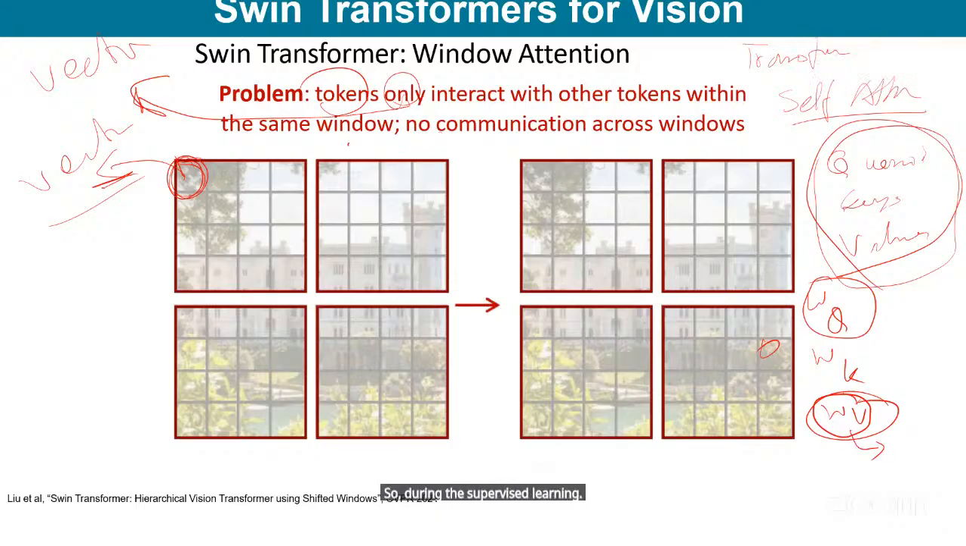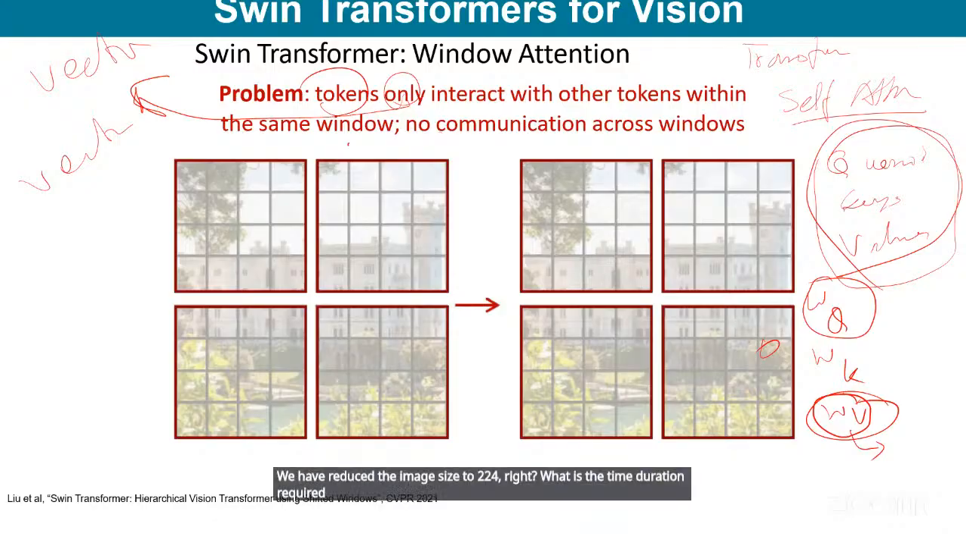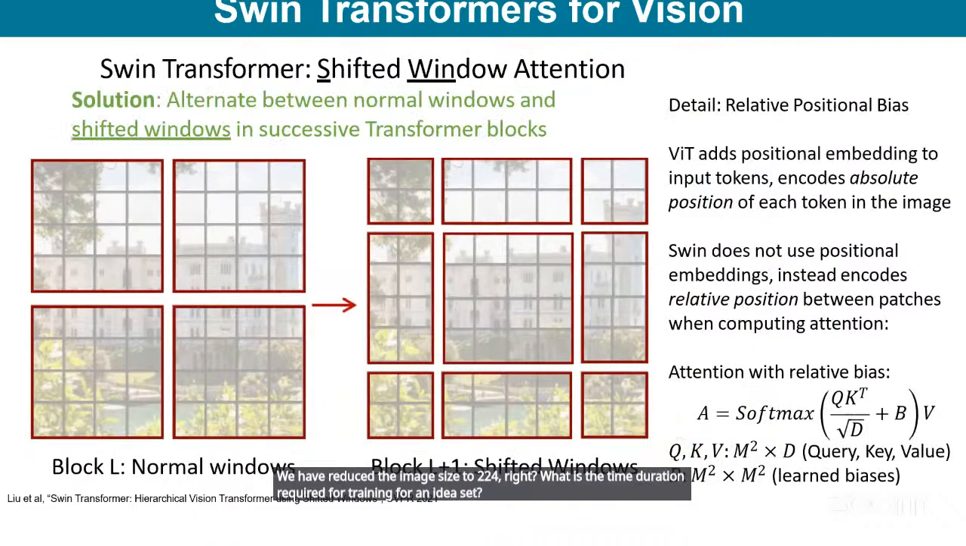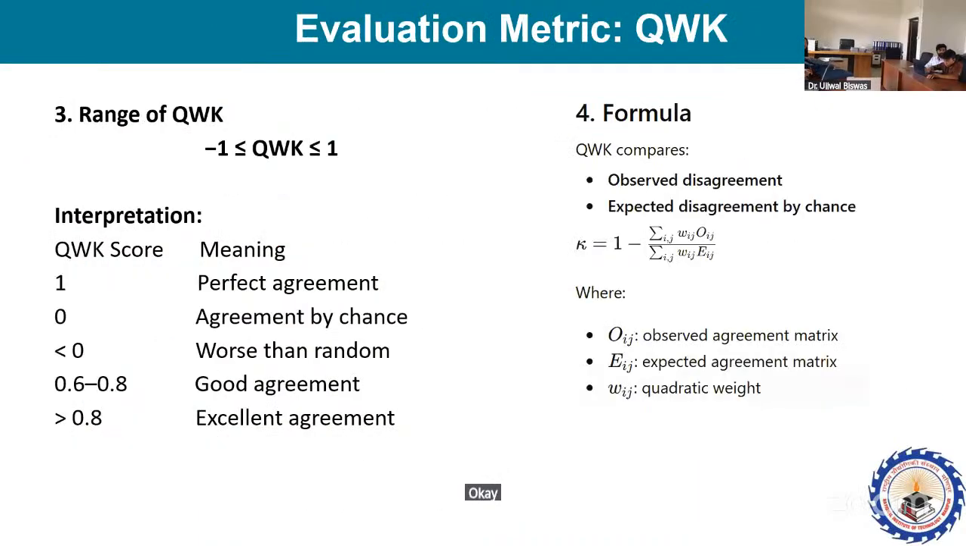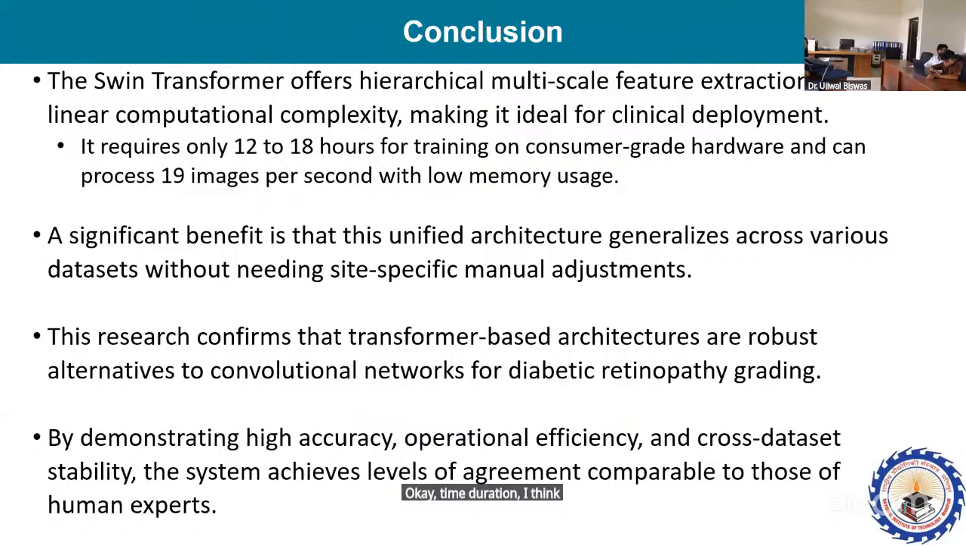You have reduced the image size to 224, right? What is the time duration required for training for an entire data set? Okay, time duration, I think it requires 8 to 12 hours of training.